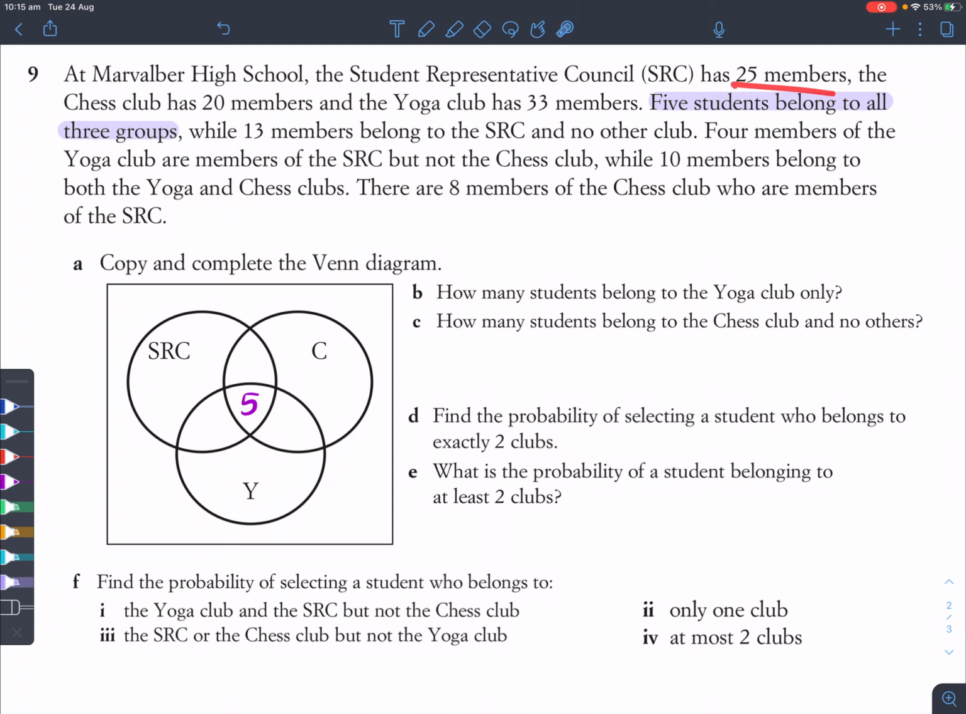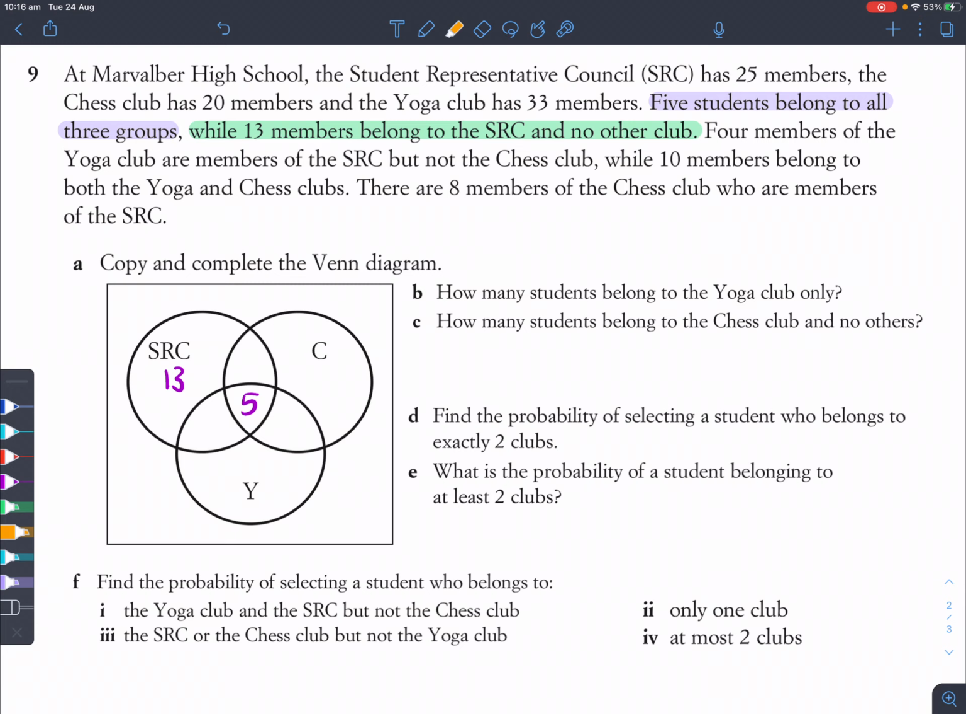Now this doesn't actually help at the moment. They represent the numbers inside each and every circle, and we don't have enough information to actually find out what are these three smaller components. So let's have a look at something else. The next sentence here says 13 members belong to the SRC and no other club. So that means out of the SRC circle, I want the part that doesn't intersect with any of the other circles, which is this part. And that number there is the number 13.